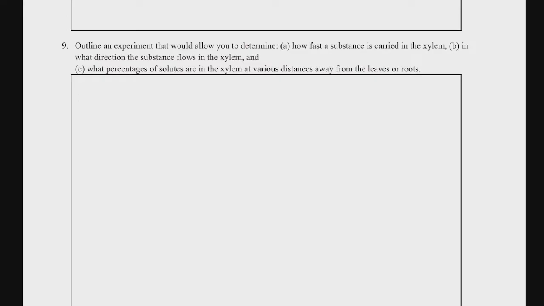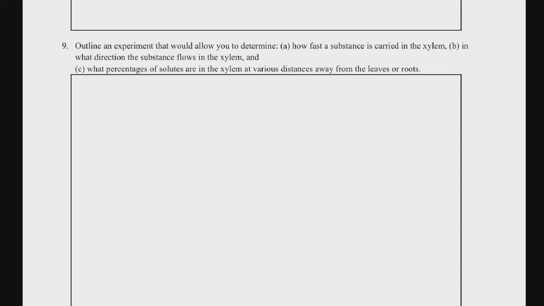Number 9. Outline an experiment that allows you to determine A. how fast a substance is carried in the xylem, B. in what direction the substance flows in the xylem, and C. what percentages of solutes are in the xylem at various distances away from the leaves or roots. As with any experimental question that we ask, there's a bunch of different ways to design an experiment.